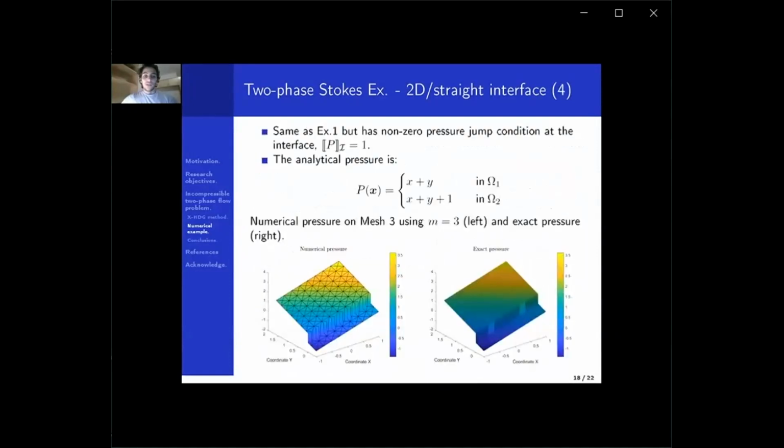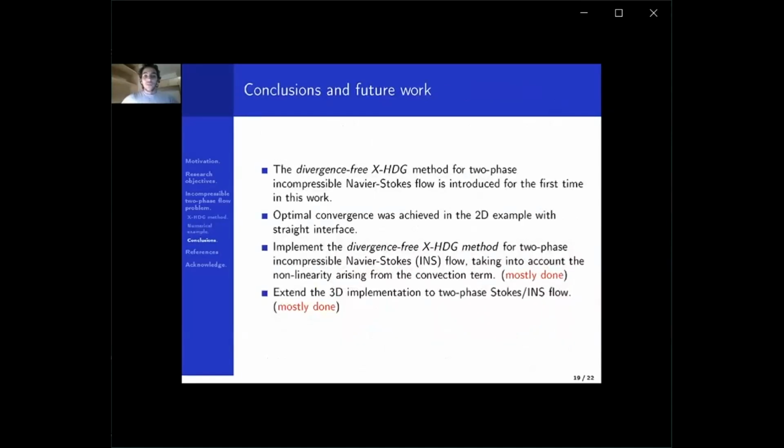I've done it again, the same example exactly, only with the exact pressure that is discontinuous across the same interface. And you can see here how the numerical pressure is represented accurately. Here we showed the divergence-free XDG method, XHDG method, for two-phase incompressible Navier-Stokes equation. It is done for the first time. Optimal convergence rates were achieved for a 2D straight interface example.